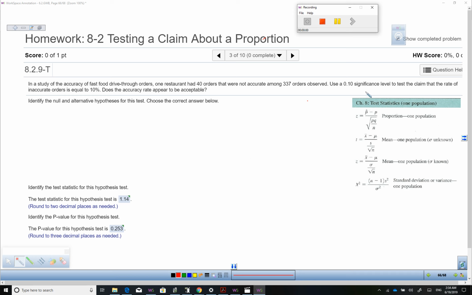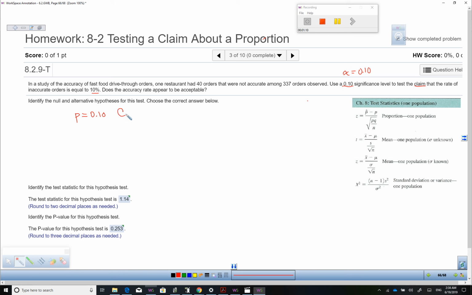Okay, so here in this problem they say use a 10% significance level or 0.10, that is alpha, to test the claim that the rate of inaccurate orders is equal to 10%. So the claim is that the proportion of inaccurate orders is equal to 10%. So let me write this.